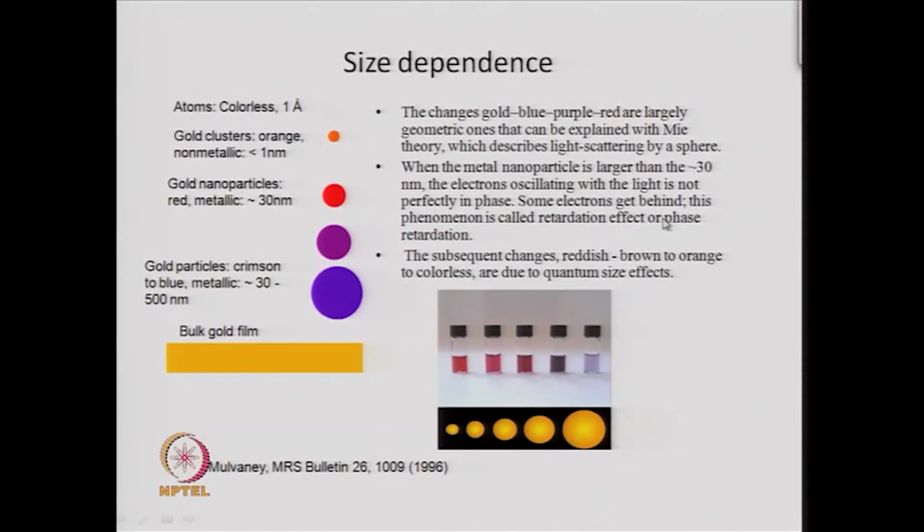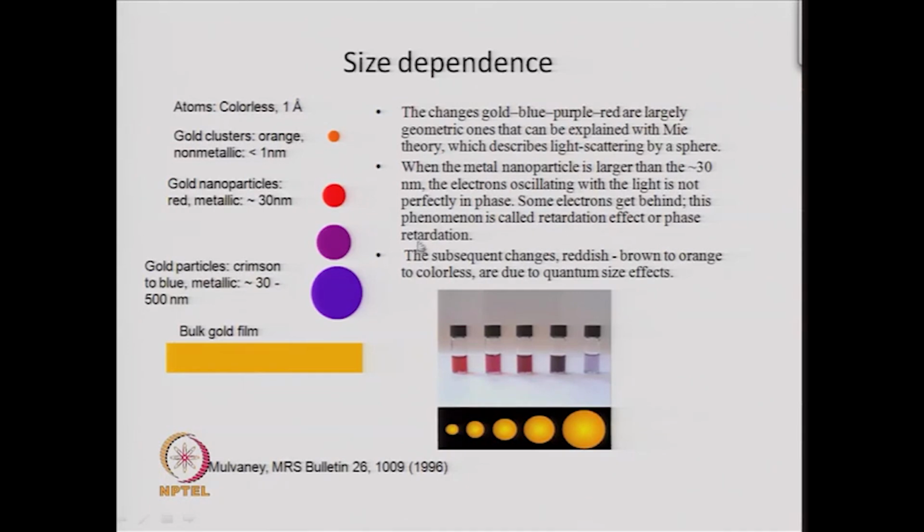So, some electrons get behind in phase, and this is called phase retardation or a retardation effect, and for that the color can change. So, this change in color for the larger nanoparticles of metals is explained by Mie theory, where the light scattering by the metal spheres involves electrons, but all the electrons are not oscillating with the light in phase. Some electrons are lagging in phase, and this phase retardation can cause these colors.